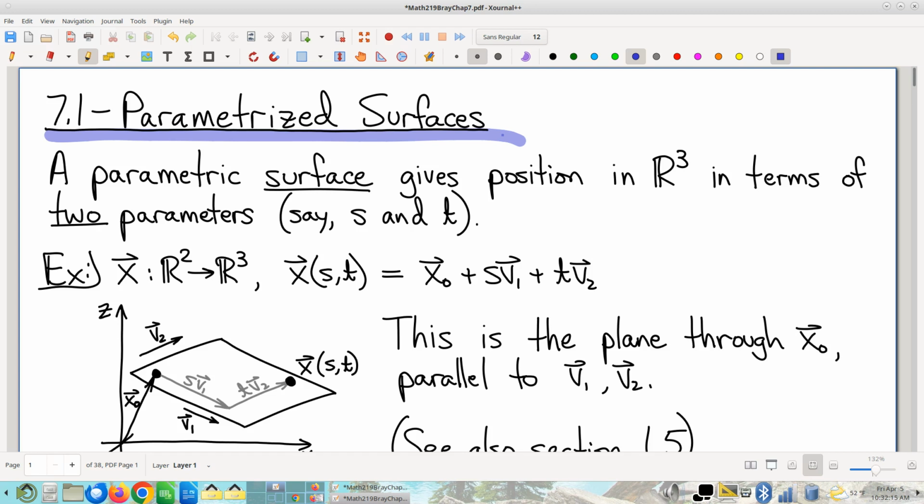All right, so here we go. So what is a parametric surface?